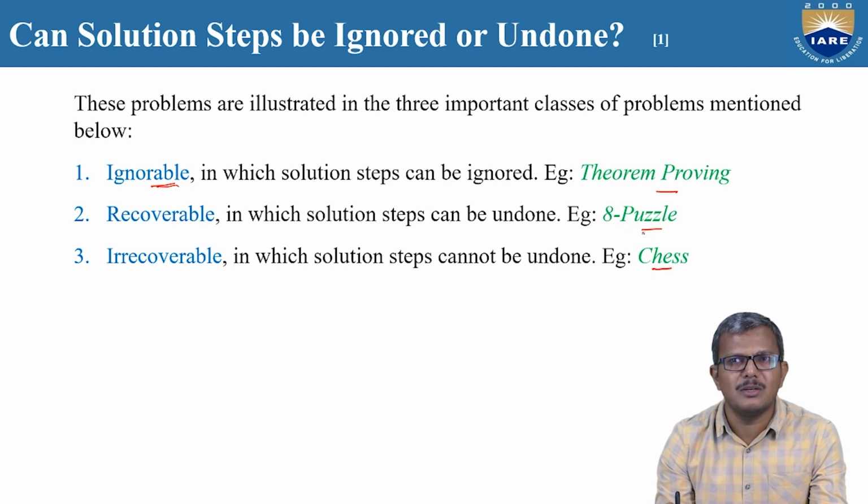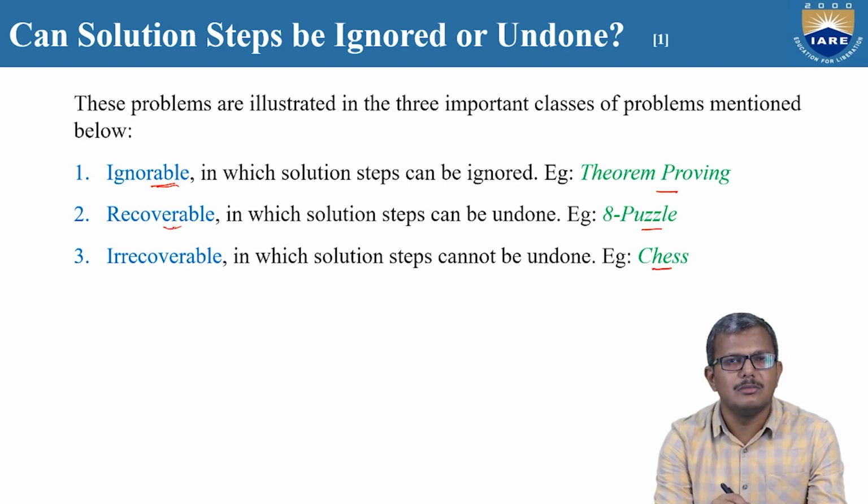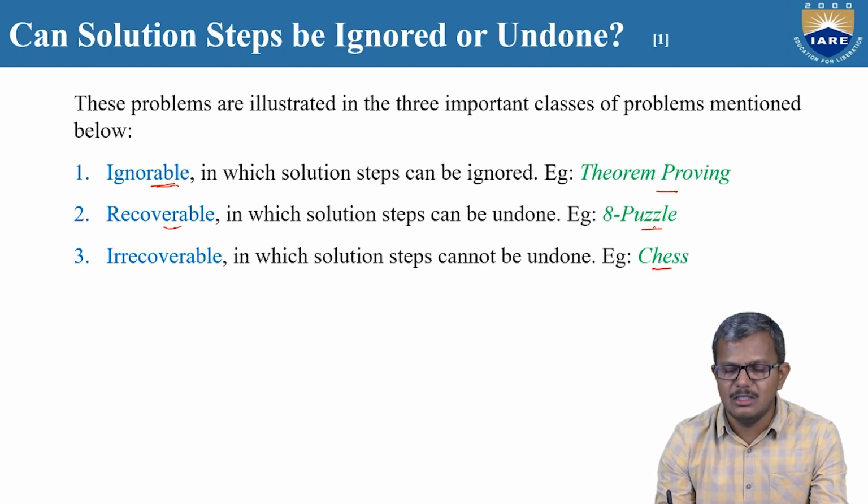And the solution steps present in the 8 puzzle problem are simply recoverable. Why? Because the control strategy is keeping track of all the moves. So whenever your move is not the expected move, you can come back and make the other move. That's why we are saying that the solution steps related to this 8 puzzle problem are completely recoverable.